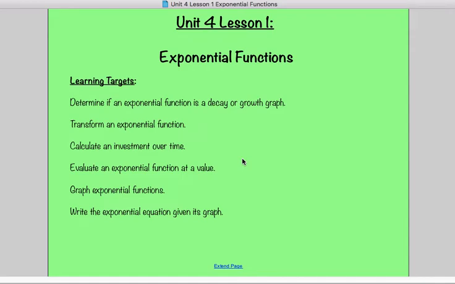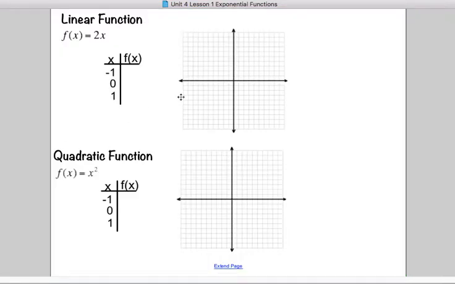Today we're going to look at exponential functions. If you don't have your graphing calculator handy, you might want to grab it. You're going to want that today because we are going to be graphing exponential functions. The first thing we're going to do is look at some functions we've graphed in the past. The first one is linear.